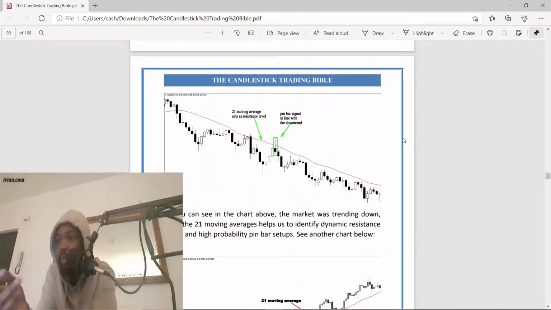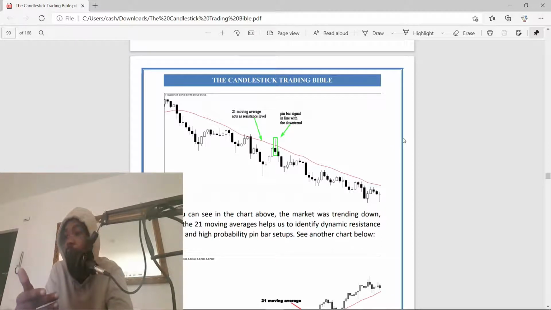So this is the pin bar, and basically it's acting as a resistance. And I guess for someone who uses the moving average, they would take that trade seeing the pin bar form at a resistance level due to the moving average. As you can see in the chart above, the market is trending down. Using the 20-hour moving average helps us to identify dynamic resistance levels and high probability pin bar setups.